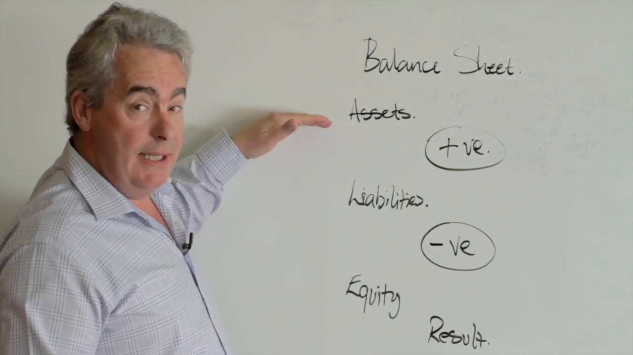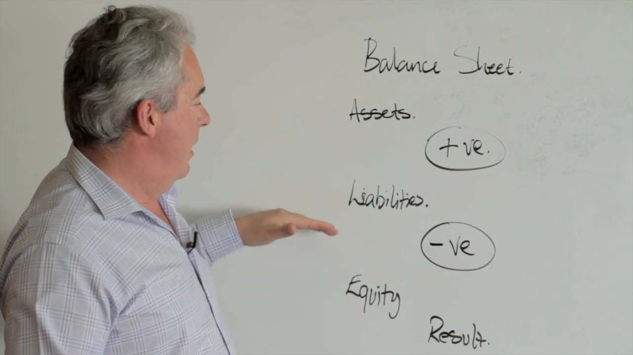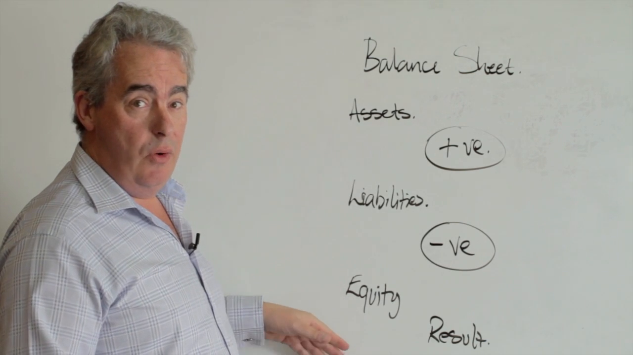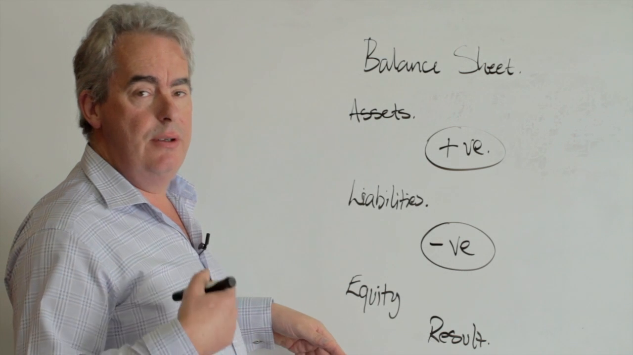So that's a very brief view of the balance sheet. As I said, we've got assets, which are the things we own, liabilities, which are the things we owe, and what's left is actually what we, as the owners of the business, do own.